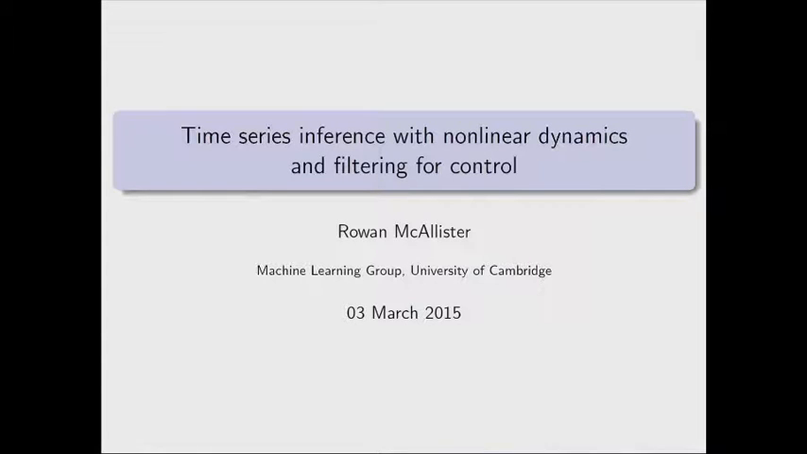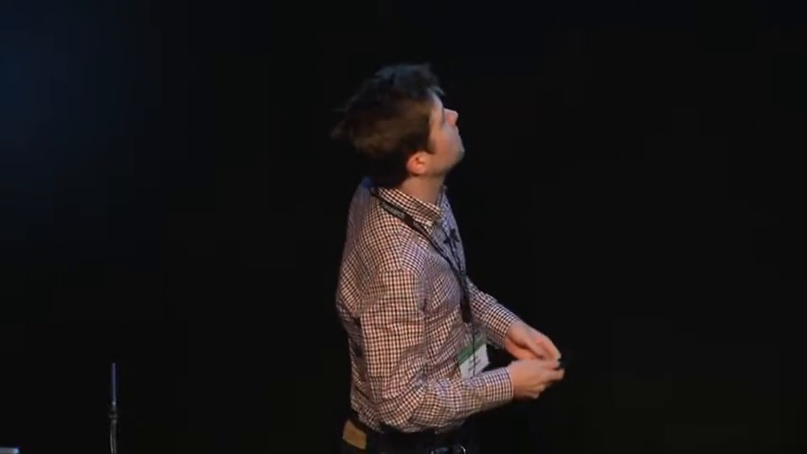All right, well, hello. My name is Rowan McAllister, and I'm a third-year PhD student at the machine learning group, supervised by Carl Rasmussen, and I'm going to talk a little bit about our research in learning to control.